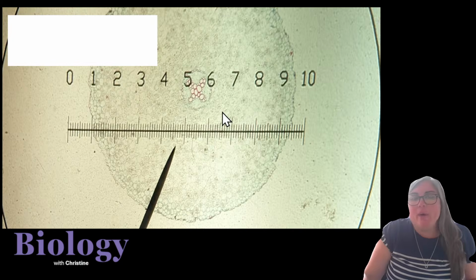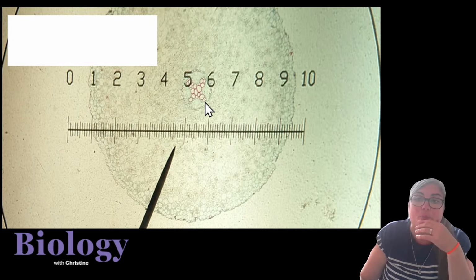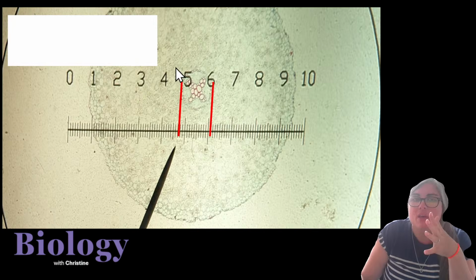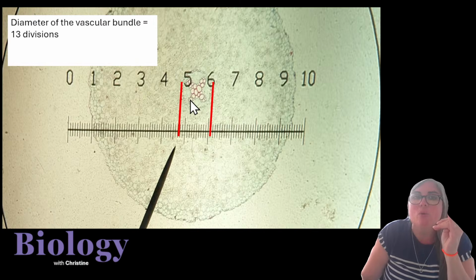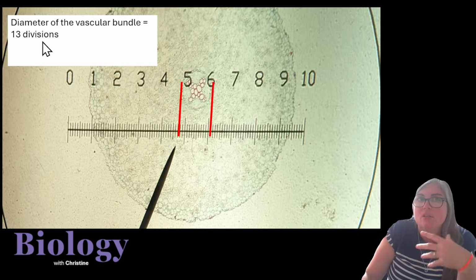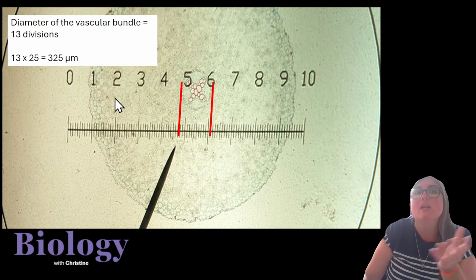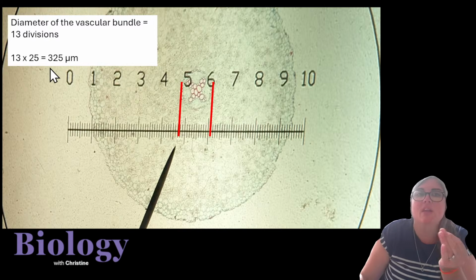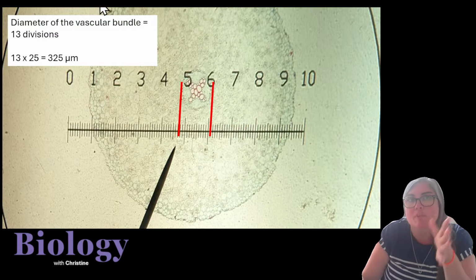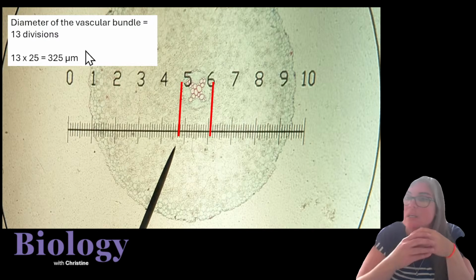So if they do ask you, going back to the calibration of a graticule, can you actually use this to work out the size? If the diameter of that vascular bundle is 13 divisions, and I tell you that each of the divisions is 25 micrometers, you should be able to then work that out.